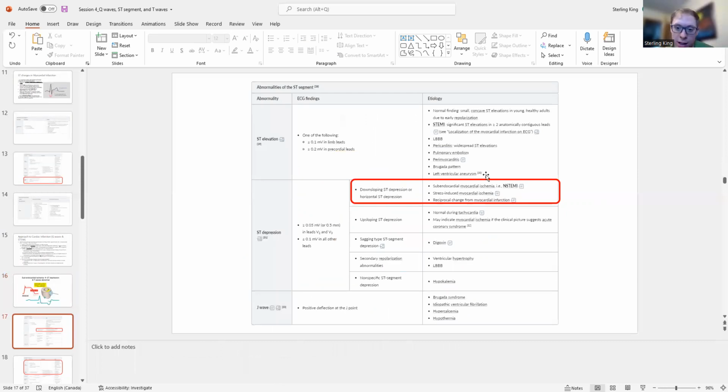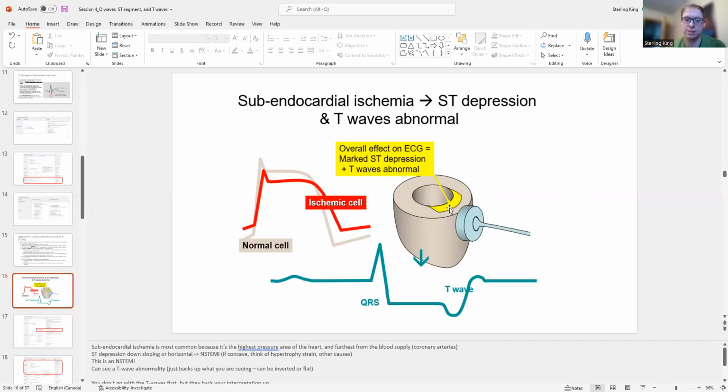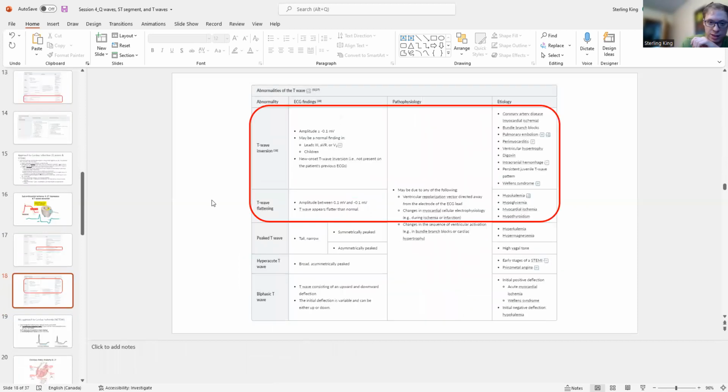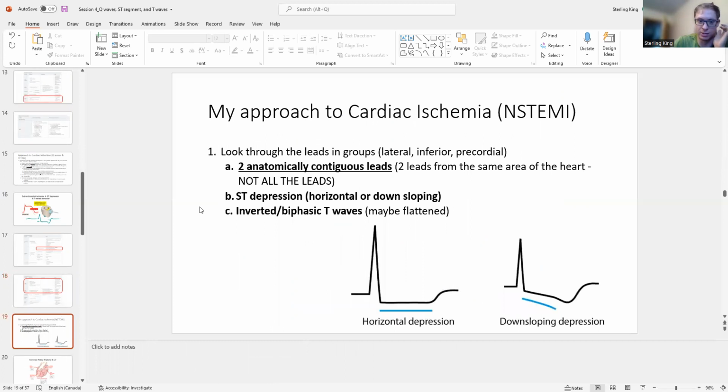ST depression indicates that it's subendocardial. We say subendocardial because that's the area of the heart with the highest pressure when you're squeezing to push blood out. It's also the furthest from the coronary arteries, because they come around the surface of the heart, then go in. So if any area is going to get ischemia, it's probably the inside of the heart, right against the inside. If you don't address it, it can become ST elevation, then a full-on Q wave MI. T waves change, so interpret them in context. Please don't interpret them first or by themselves.